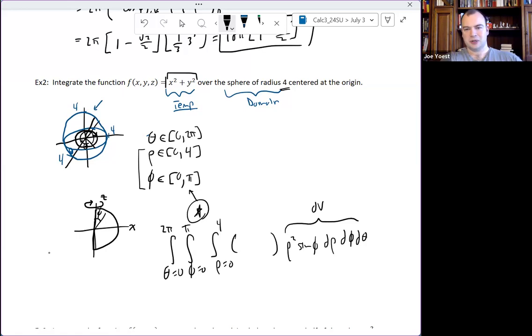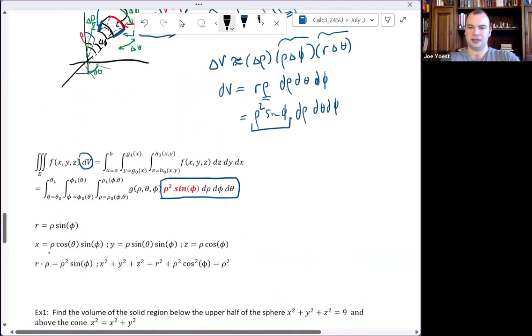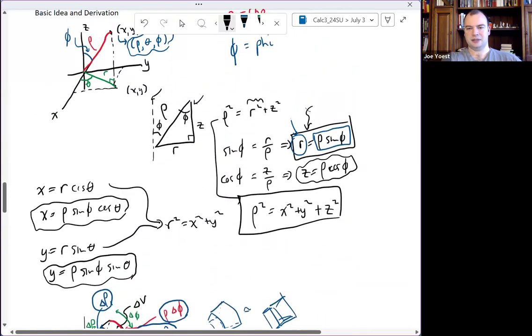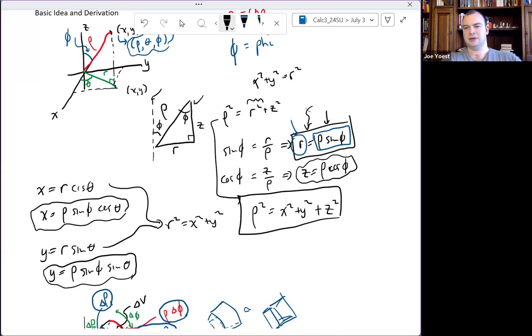And then what's x squared plus y squared? Well, x squared plus y squared, coming all the way back up to here, it's r squared, not rho squared, but r squared. But r is rho sine phi. So that's rho squared sine squared phi.